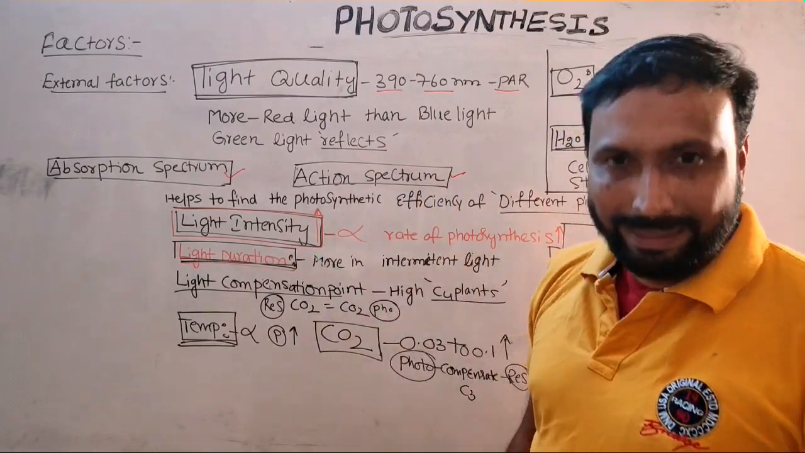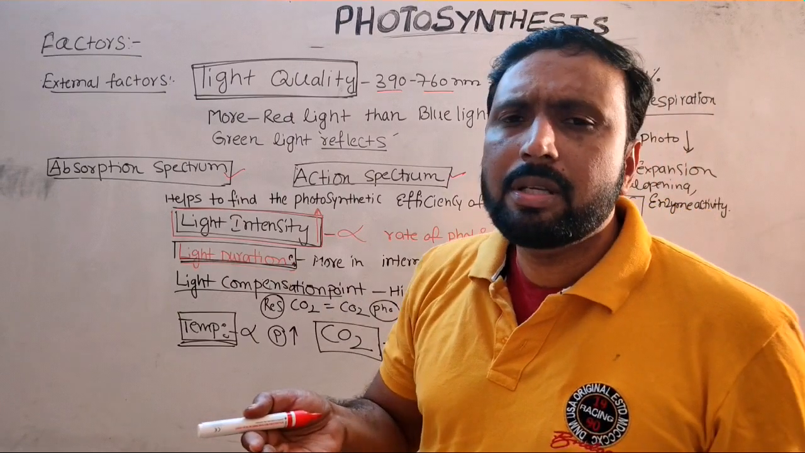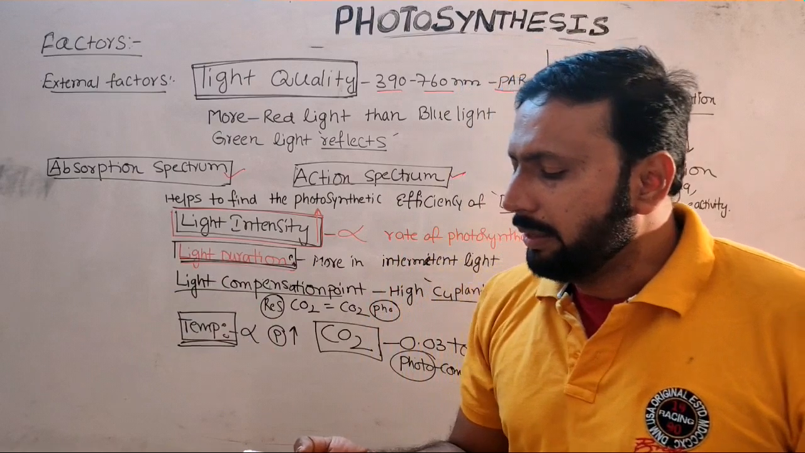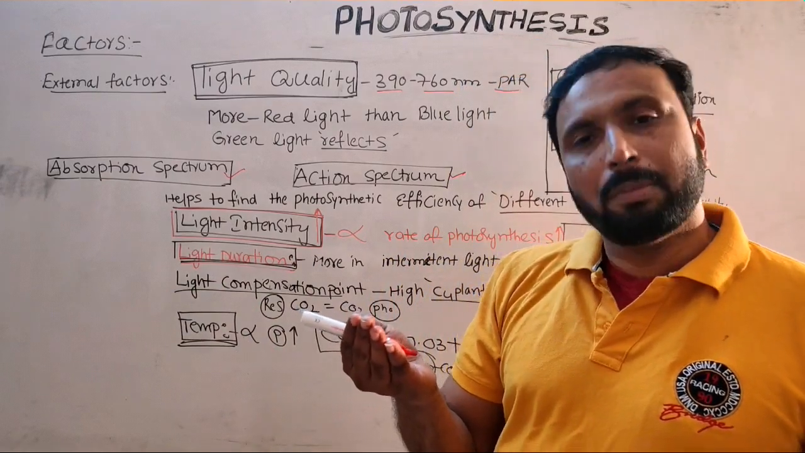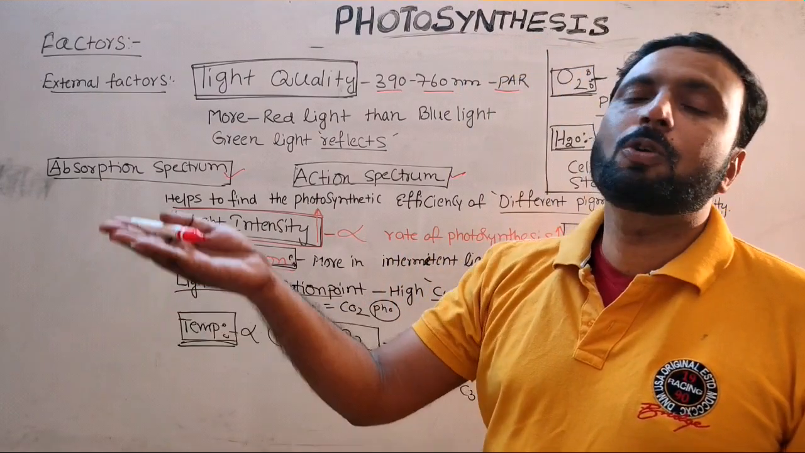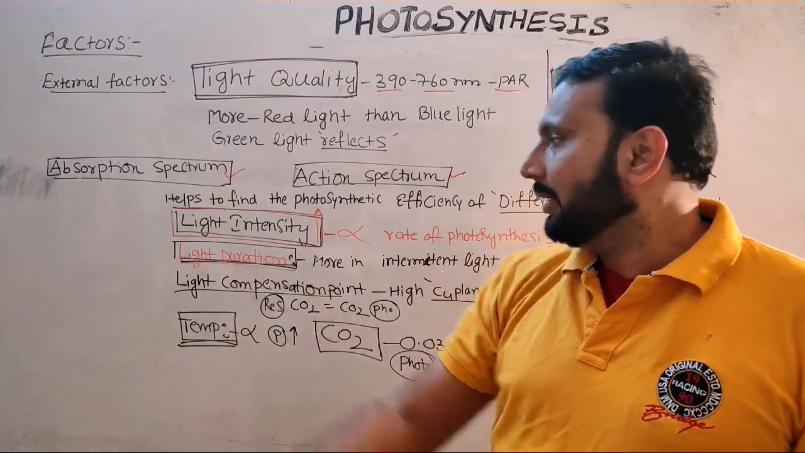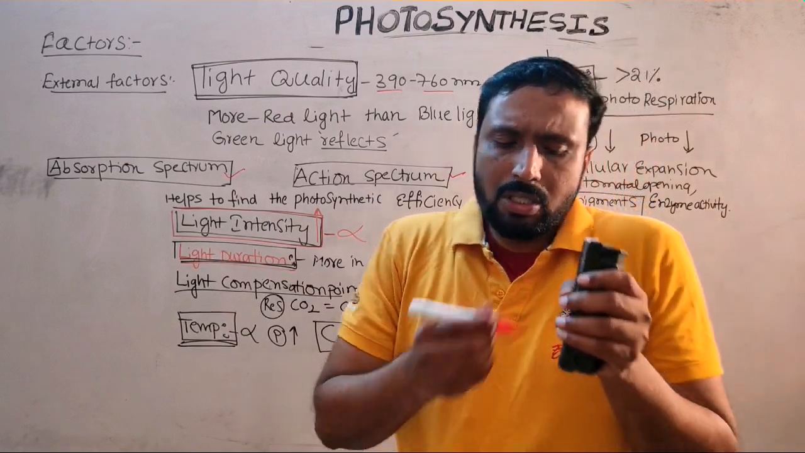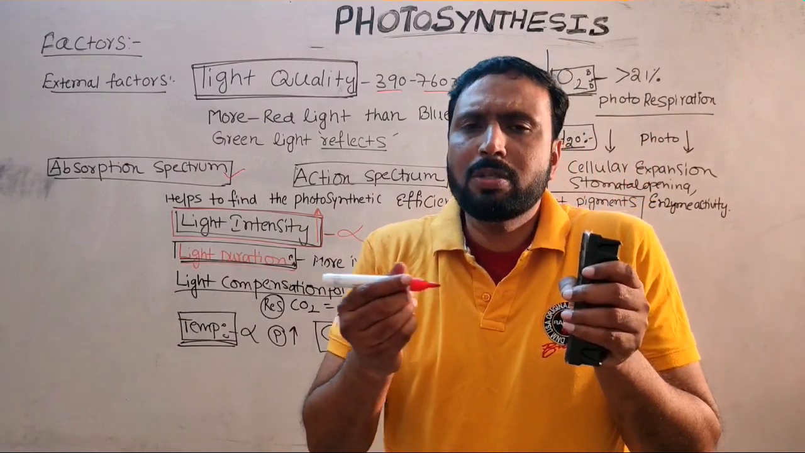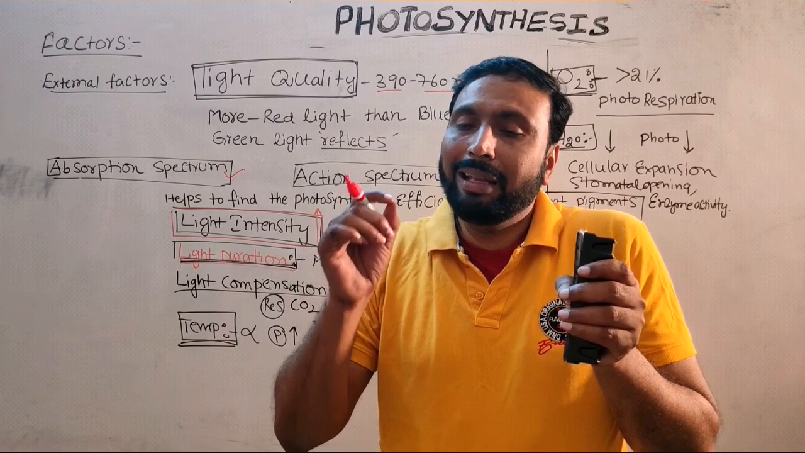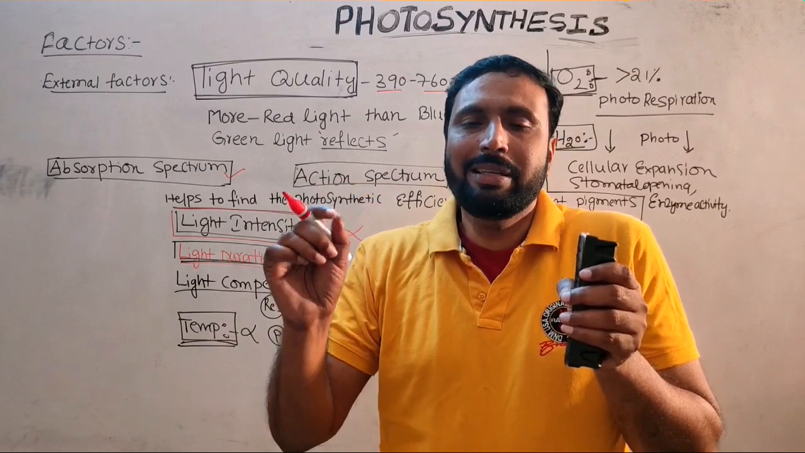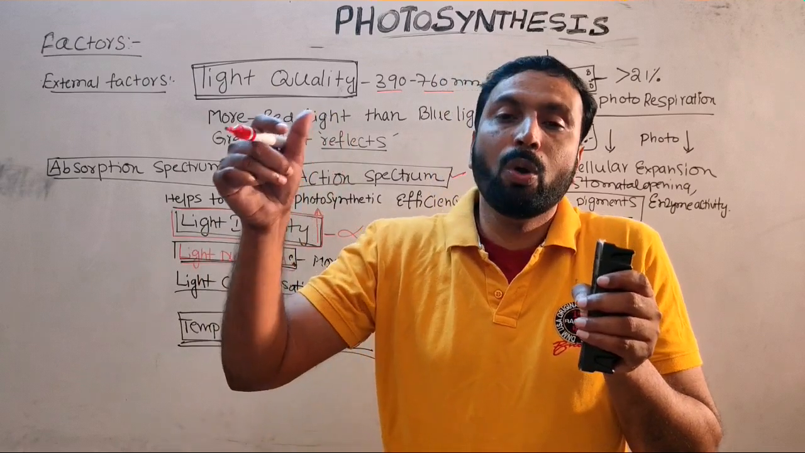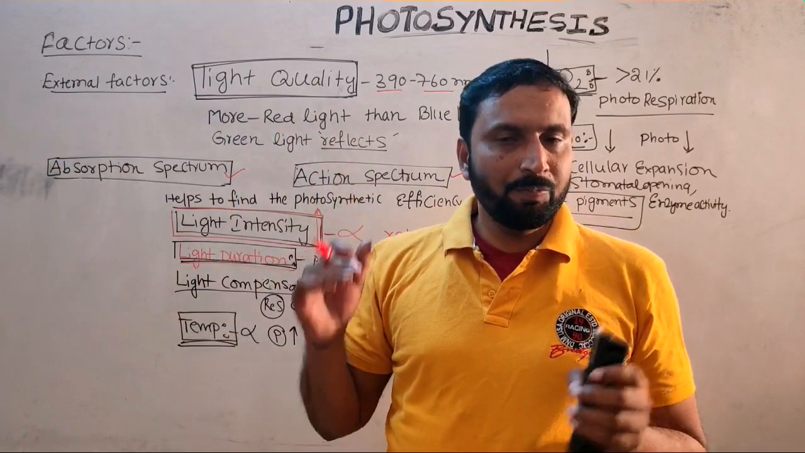Then when you go to light intensity, it is directly proportional to the rate of photosynthesis. When the light intensity increases up to the optimum level, generally the rate of photosynthesis also increases. Then light duration. Here what they are saying is, generally more rate of photosynthesis takes place when light is intermittent. Means when light is in flashes, the rate of photosynthesis is more than in continuous light.